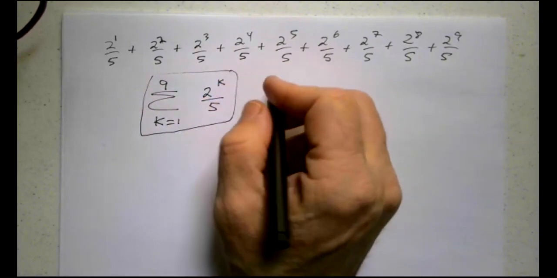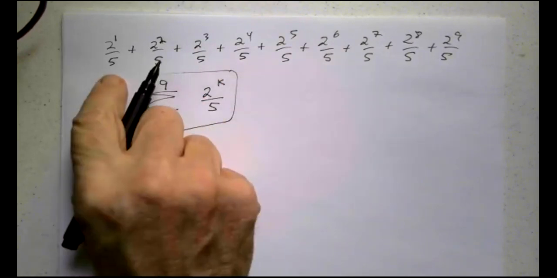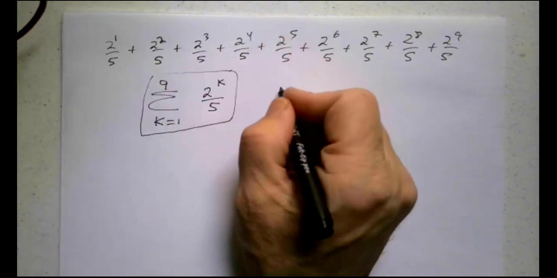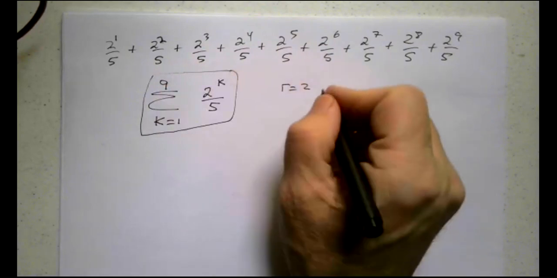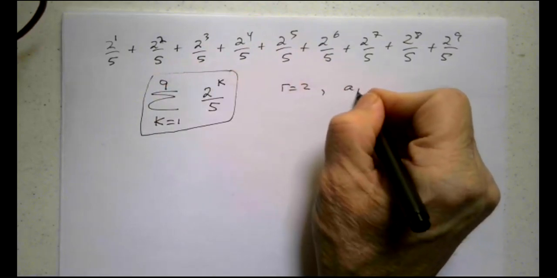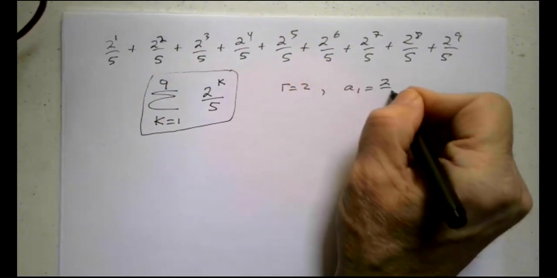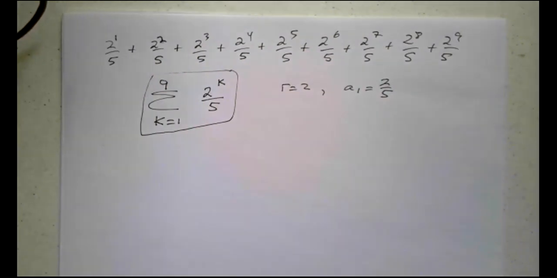Now, this series is geometric. From 2/5 to 4/5 to 8/5, the common ratio is 2. As we go from one term to the next, we're always multiplying by 2. And my first term, a sub 1, is 2/5. That's going to be important for us to know.